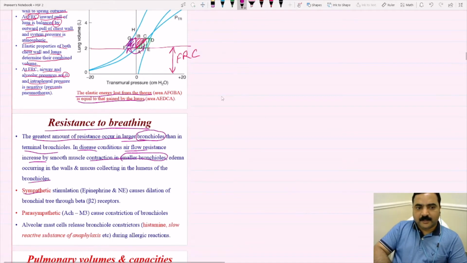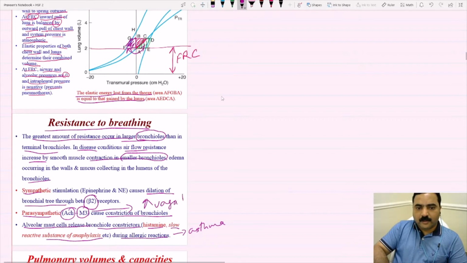Sympathetic stimulation, by epinephrine and norepinephrine, causes dilation of the bronchial tree through the beta 2 receptors. Parasympathetic, through the vagus, acetylcholine through the muscarinic 3 receptor, causes constriction of the bronchioles. In addition to this, the alveolar mast cells release bronchiole constrictors, histamine and the slow reactive substance of anaphylaxis, during allergic reaction, which is one of the reasons for asthma. Increased vagal output can also cause asthma.